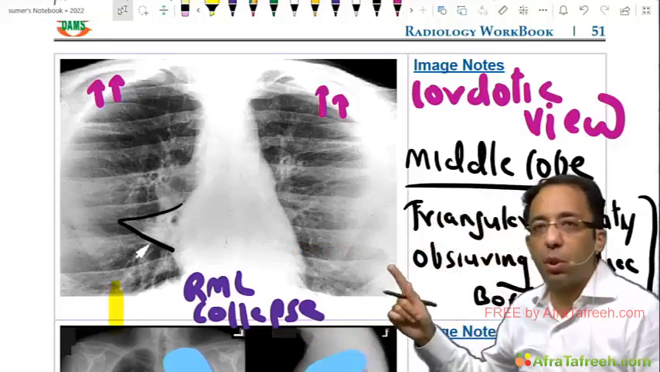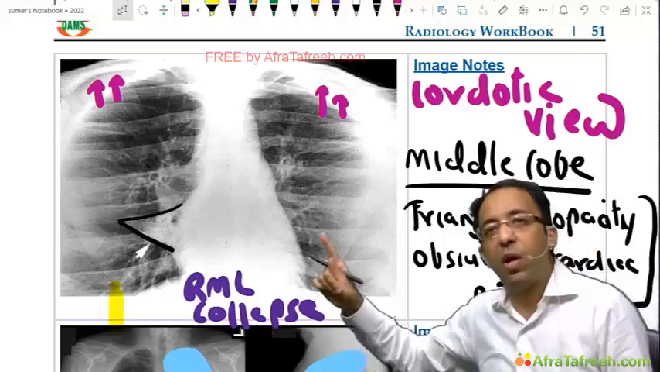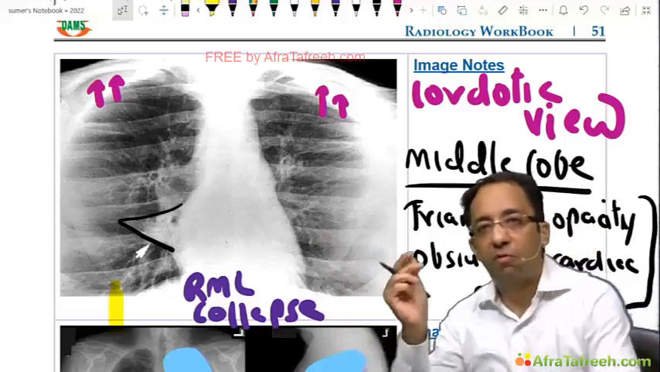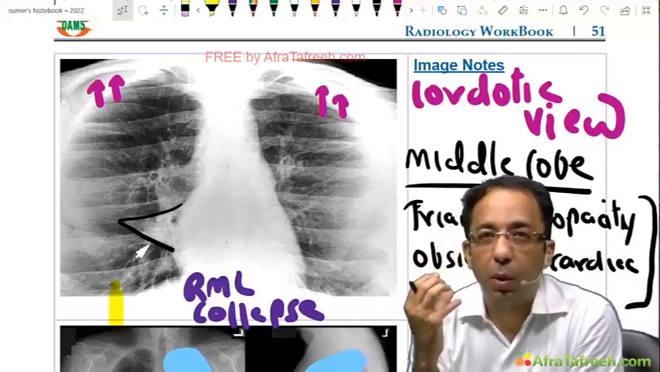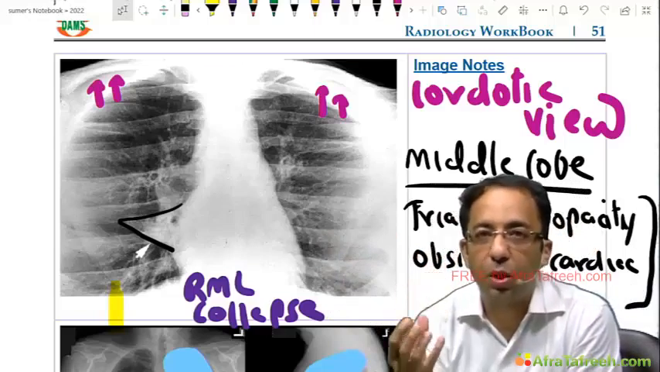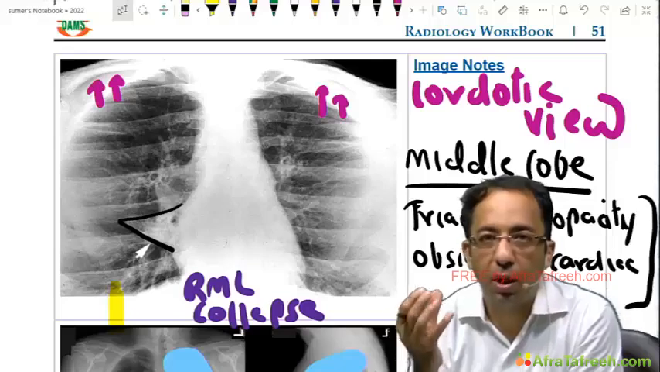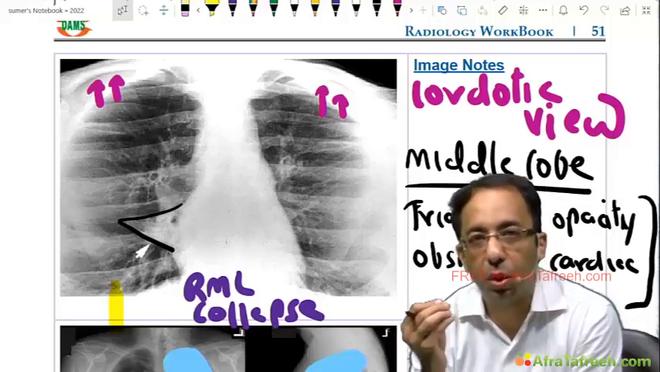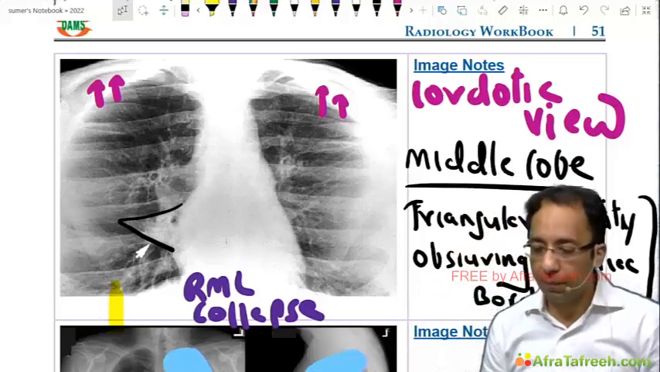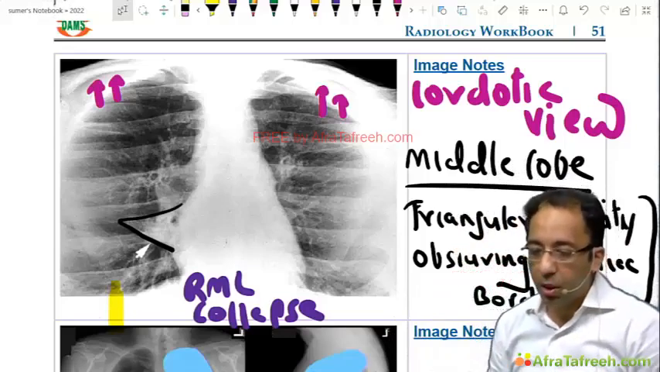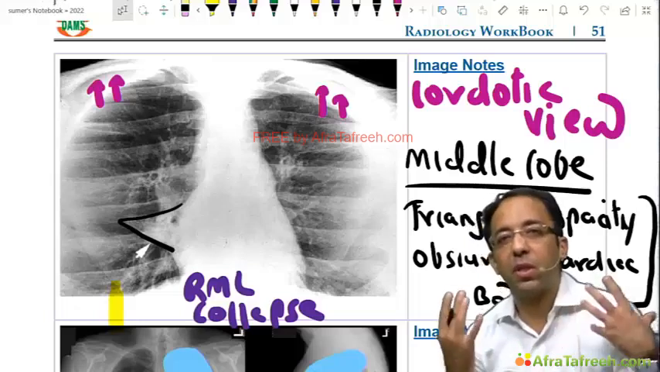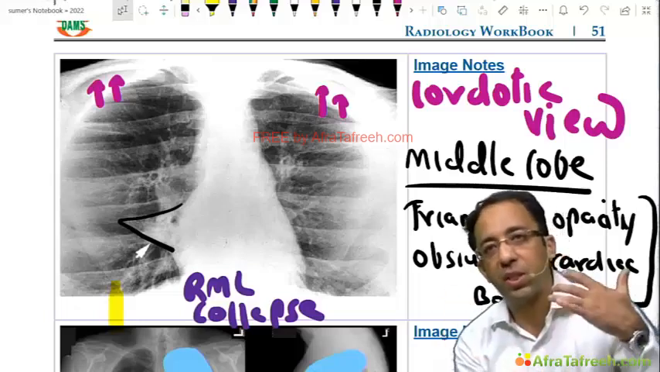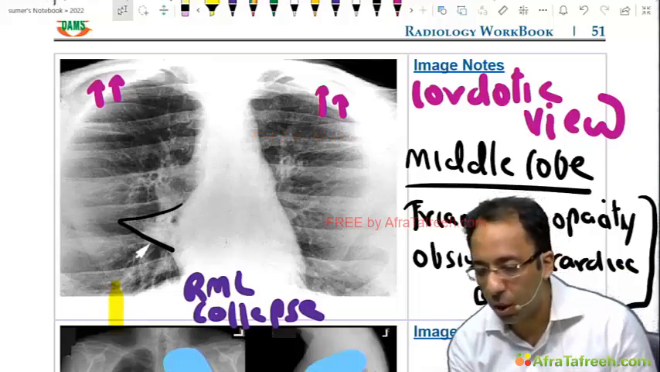Now somebody is asking, will you see this on the left side also? Yes, it is possible to see it on the left side if you have a lingular pathology. Remember, lingula is a segment of the upper lobe. If that is involved by pneumonia, then you will have obscuration of the left cardiac border. So silhouette sign is applicable in any pathology which is in contact with the mediastinum, but this is the classic example.